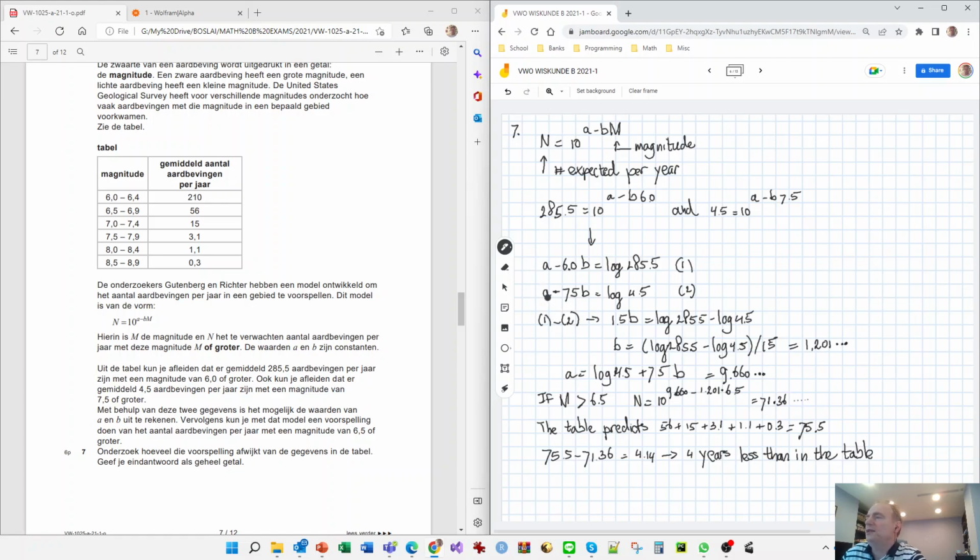Well, just use any of these equations to bring B here to the right and plug in our number for B. Again, use your graphic calculator, then you get 9.66.